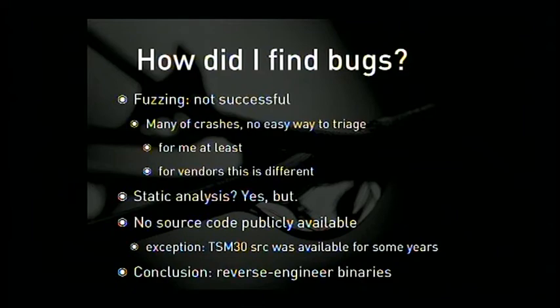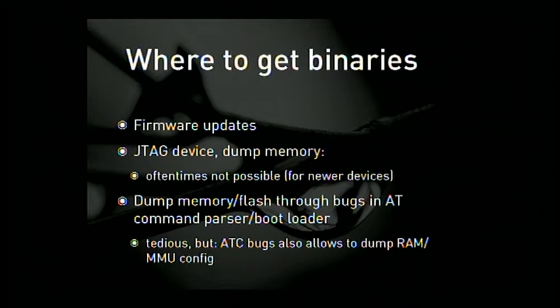So one of the sources for the binaries, of course, is firmware updates. The other option is, if you are lucky, you can attach a JTAG interface to your phone and not brick it. And in that case, you might be able to dump the memory, the flash memory, and sometimes the RAM. However, this oftentimes is not possible for newer phones. There's an exception. HTC phones seem to be very nice for JTAGing. So for me, it was firmware updates.